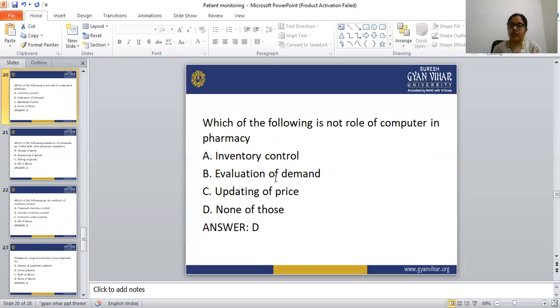Next: which of the following is not a role of the computer in the pharmacies? Inventory control, evaluation of the demand, updation of the price. These are all done with the help of the computer only. So the correct answer is none of these, because inventory control is easily done with the help of the computer. Evaluation of the demand is also easily done with the computer, and updating of the price we can also do with the help of the computer. So the correct answer is none of the above.